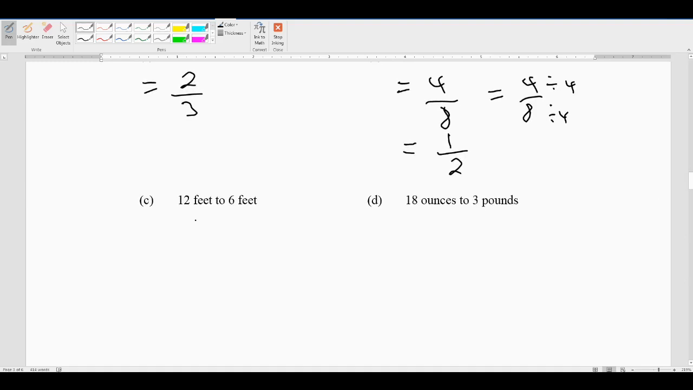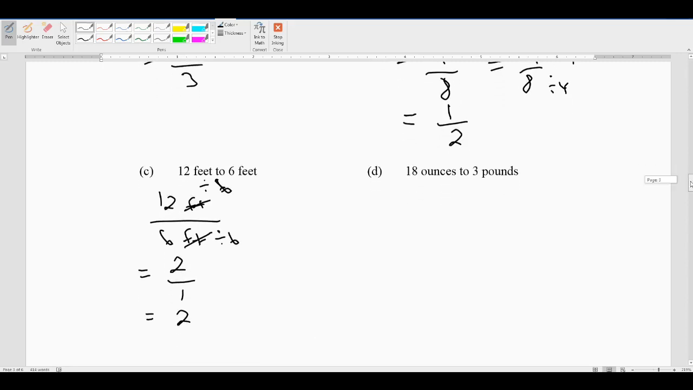Now we have some units. 12 feet to 6 feet. So 12 feet on top and then 6 feet on the bottom. Now what happens here is these feet units cancel. There's 12 over 6. 12 and 6 are both divisible by 6. That is the largest such number. And 12 divided by 6 is 2. And 6 divided by 6 is 1. And depending on the system, it may want you to write it as just a plain old 2.